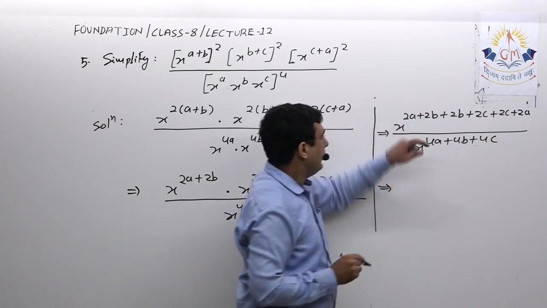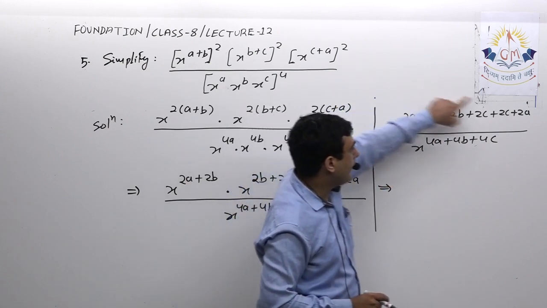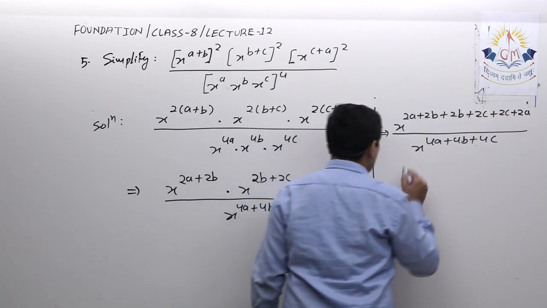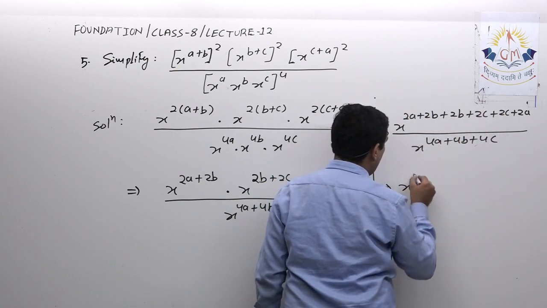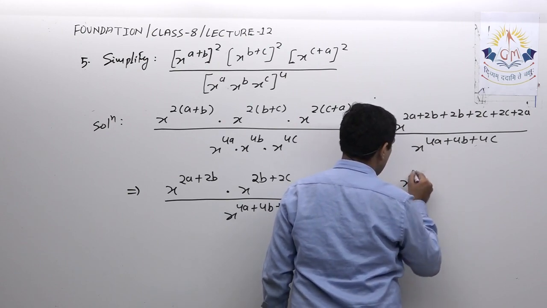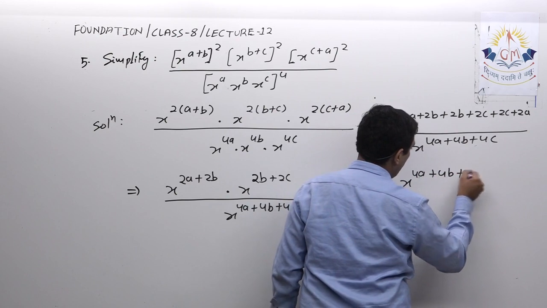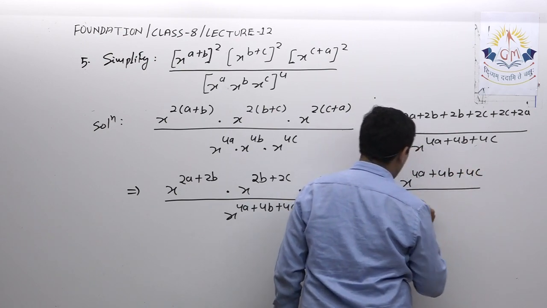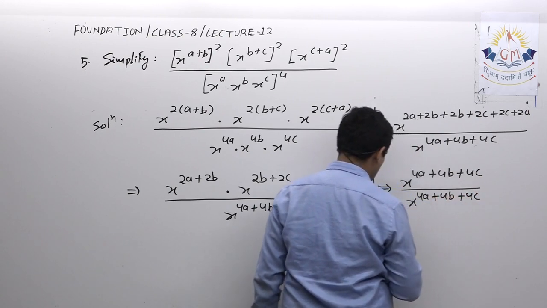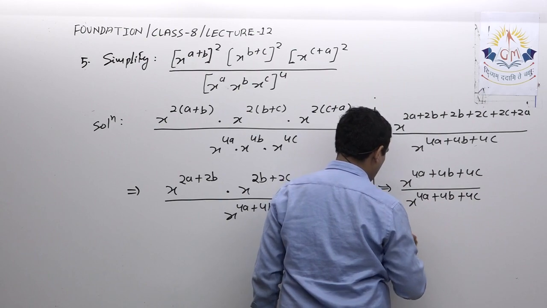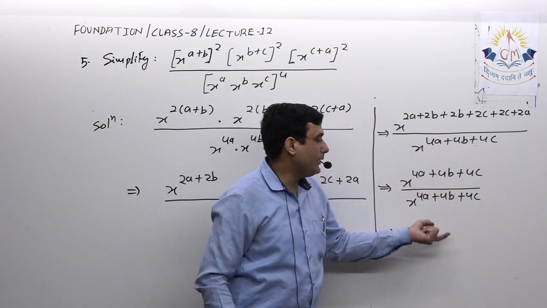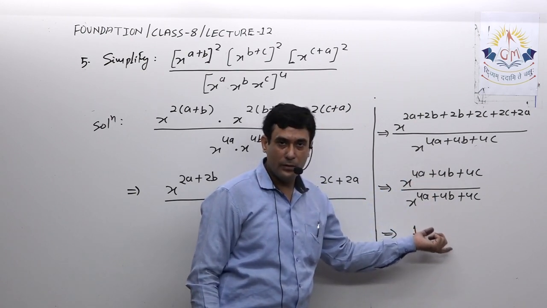Now here if you observe, there is 2 times 2a, there is 2 times 2b and 2 times 2c. That means if I add these terms, I will get x raised to 4a plus 4b plus 4c, whole divided by again x raised to 4a plus 4b plus 4c. So ultimately here I will get 1. I can do it in two ways. First, the numerator and the denominator are same, so they will cancel out each other.